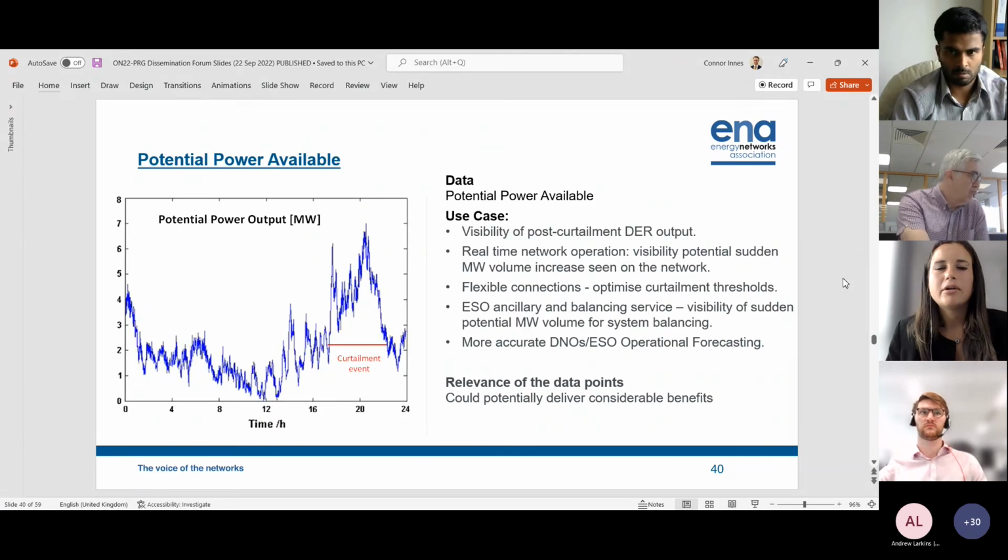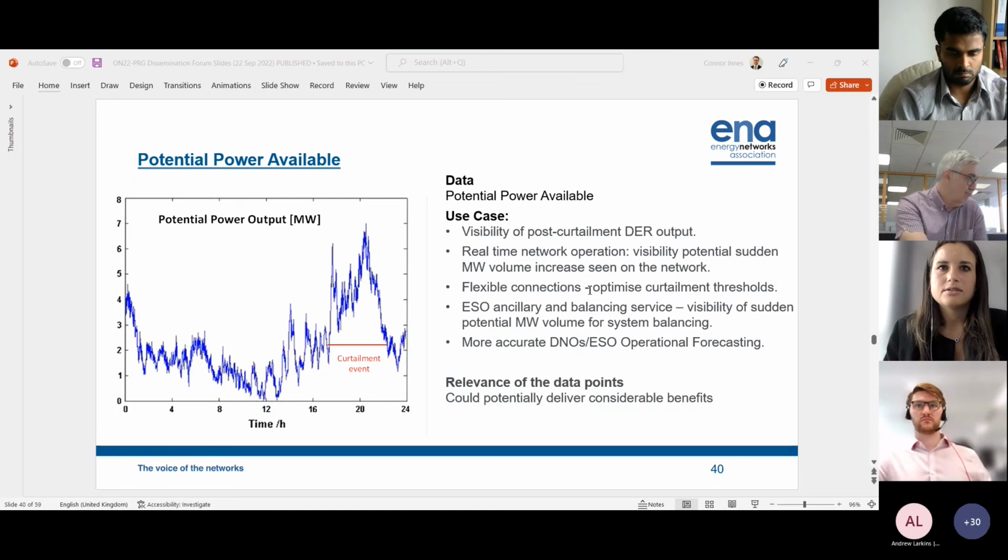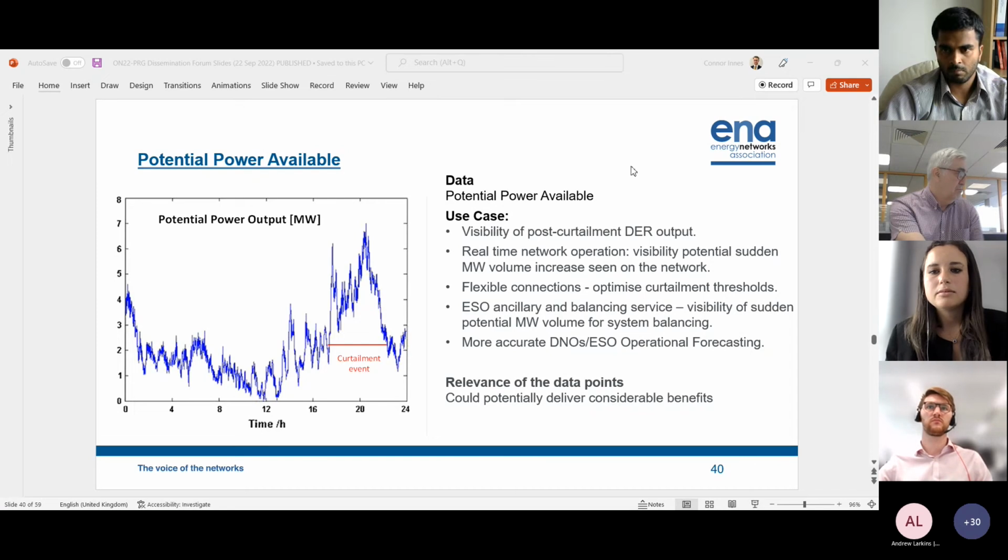Yeah, it is potential power available. So having visibility of the potential power available from customers. So this is especially relevant for wind farms, PV, any variable source. So this is also considered to be beneficial and would unlock considerable benefits. And this is especially more relevant for A&M sites that are being curtailed. So this would give visibility of the potential output of the site when the constraint is no longer active and the site is no longer curtailed.